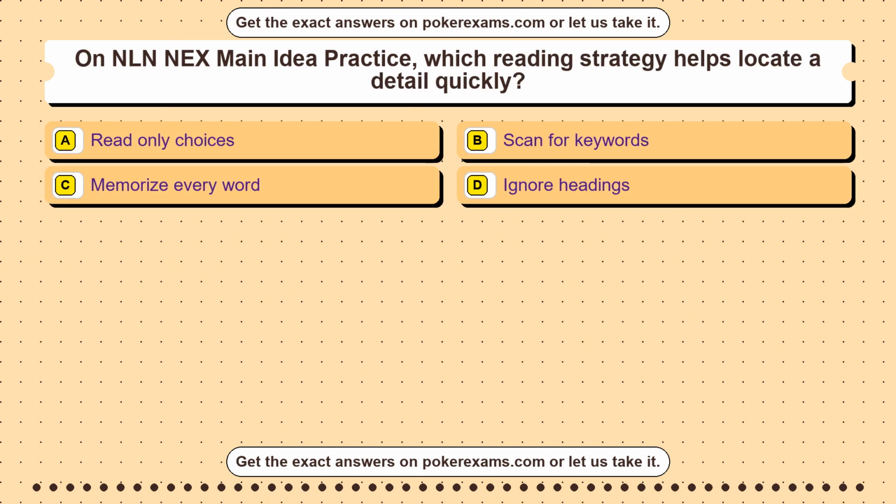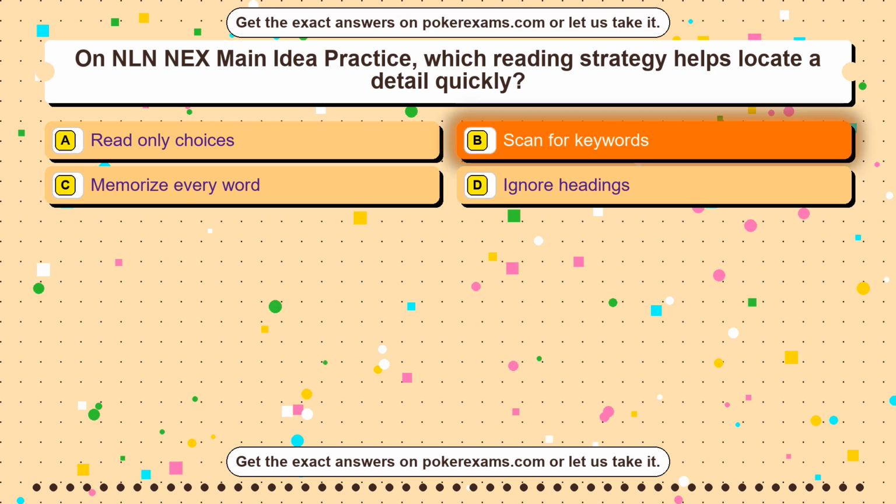Question 24. On Get History Practice Test, which substance is made of atoms bonded together? Option A, government. Option B, compound. Option C, opinion. Option D, variable. The correct answer is option B.